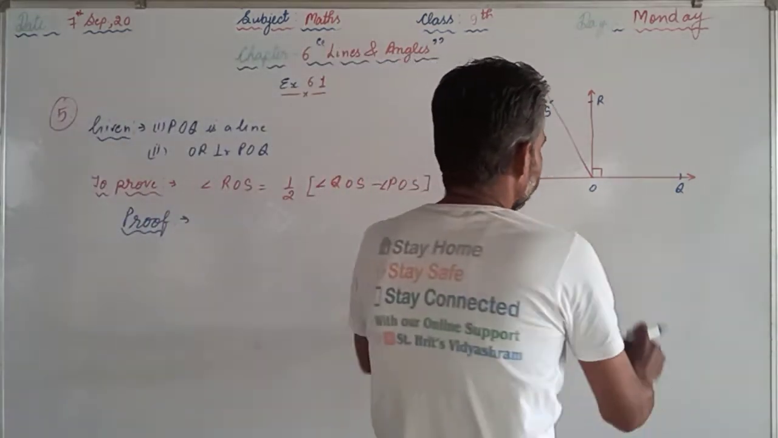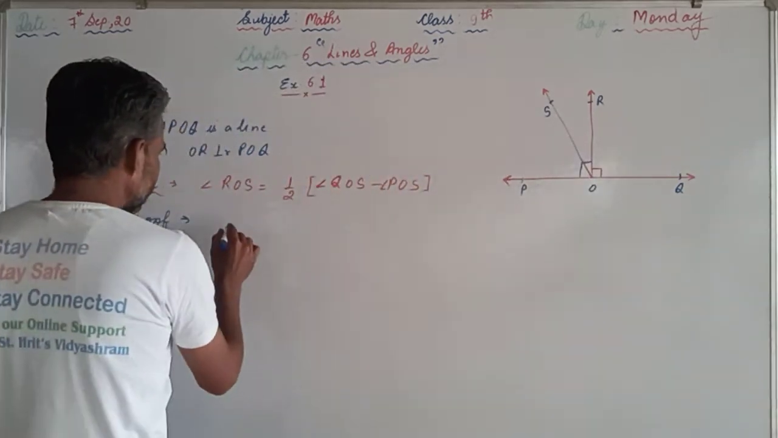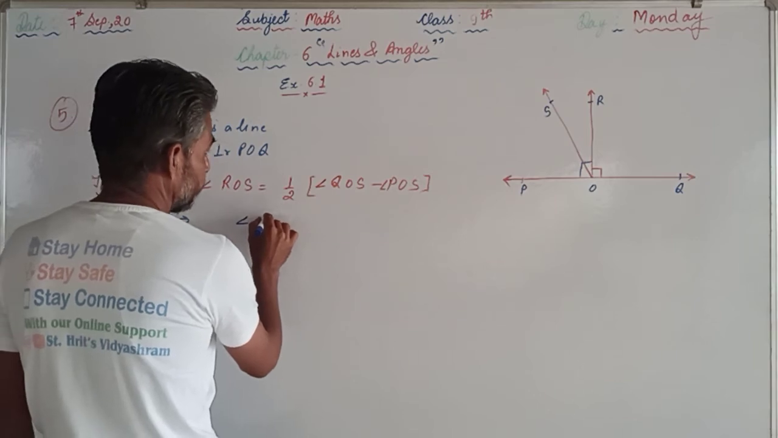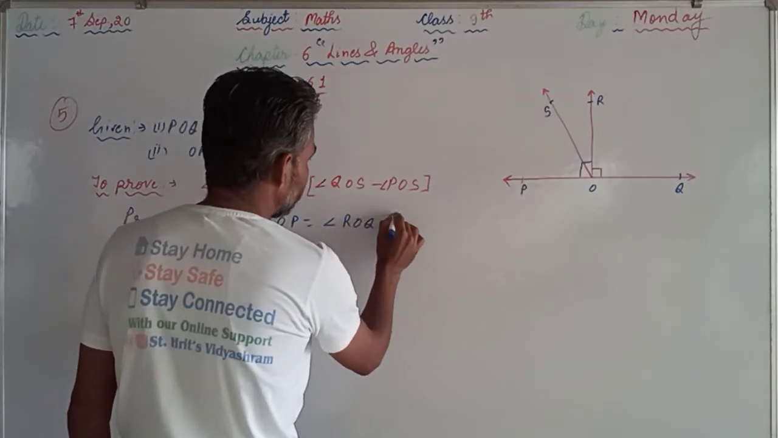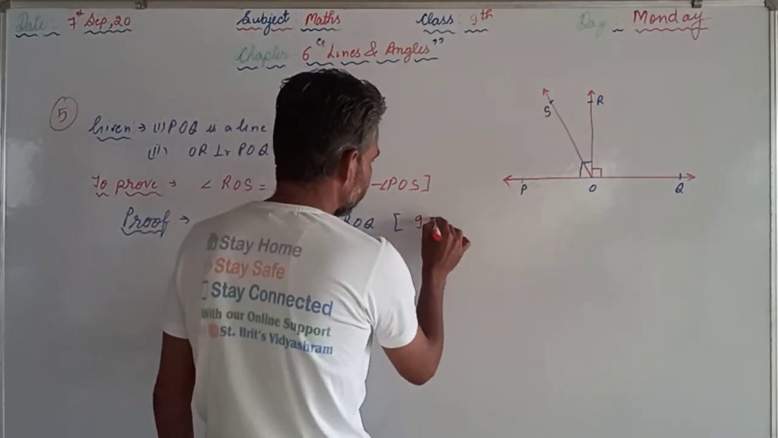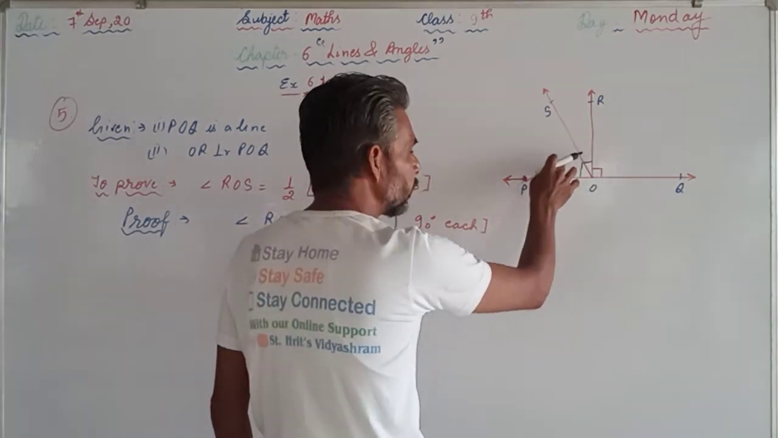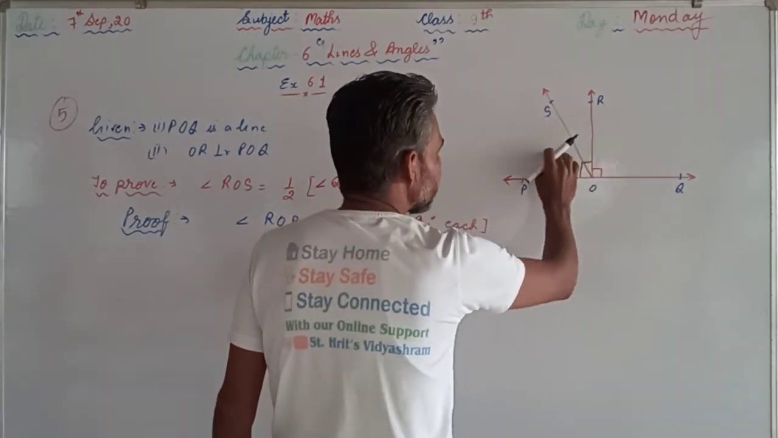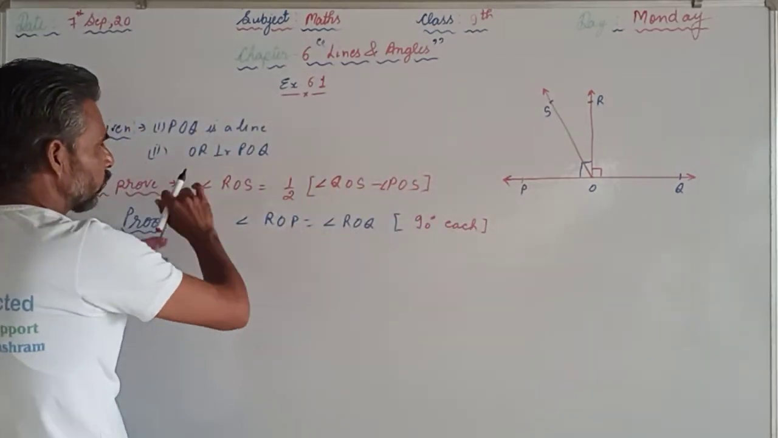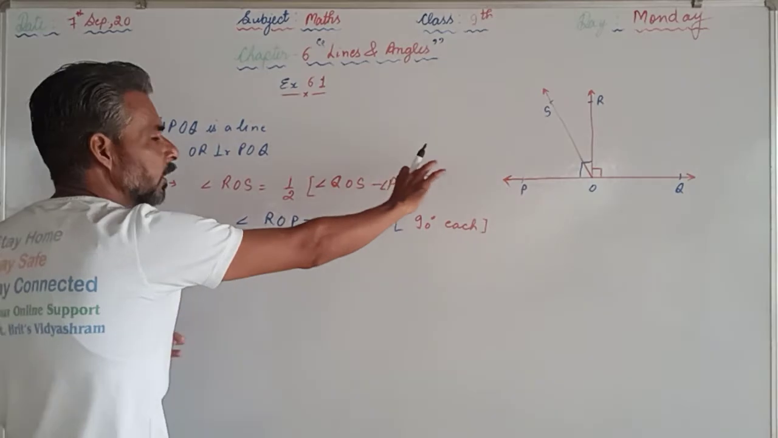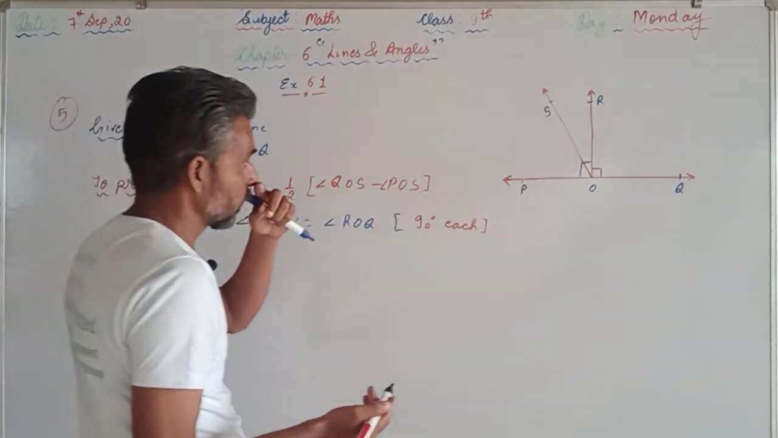So from here, this is 90 degrees, so this will also be 90 degrees. So from here we can write angle ROP is equal to angle ROQ, 90 degrees each. If this is 90, this will also be 90 because POQ is a line. So 90 degree angles are equal. ROP equals ROQ. Now ROP and ROQ we don't need in the expression which we are supposed to prove. So here we require ROS.